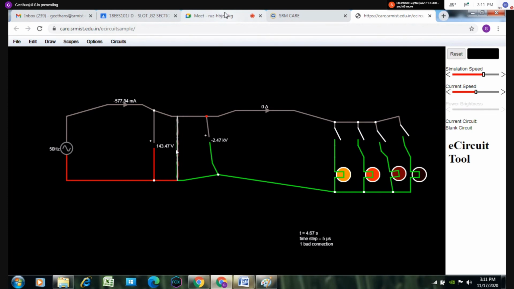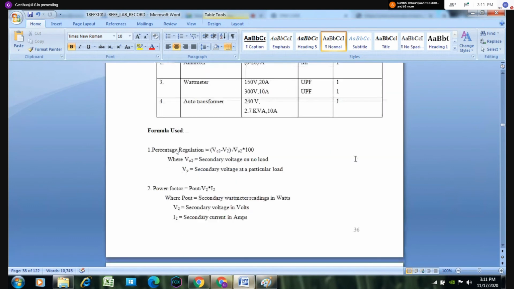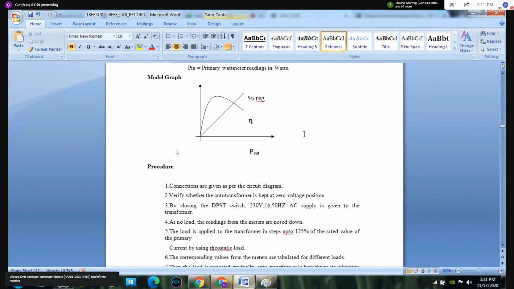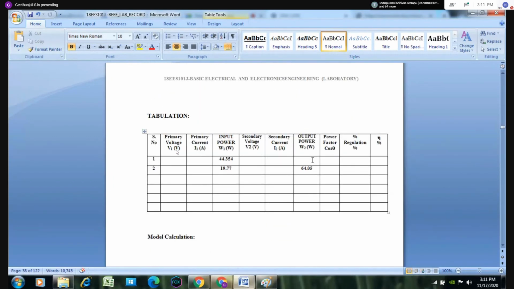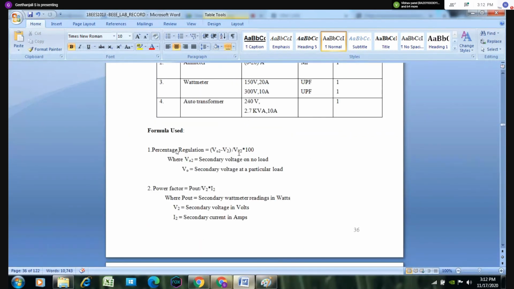And one more thing, you have to check for the regulation. The regulation formula is given here: V02 minus V2, divided by V02. V2 is this value. Where will you get V02, the no load voltage? V02 is this one, the voltage under the no load condition. This reading minus this reading, divided by the no load reading.